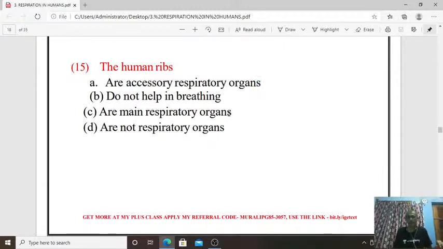Are the main respiratory organ? Not. They are not the respiratory organ. So the right answer is D. They are not considered as a respiratory organ. They are just going to form the rib cage, on the inner side of which is the location for the heart and the lungs in the thoracic section of the human body. So answer for the 15th one is D.